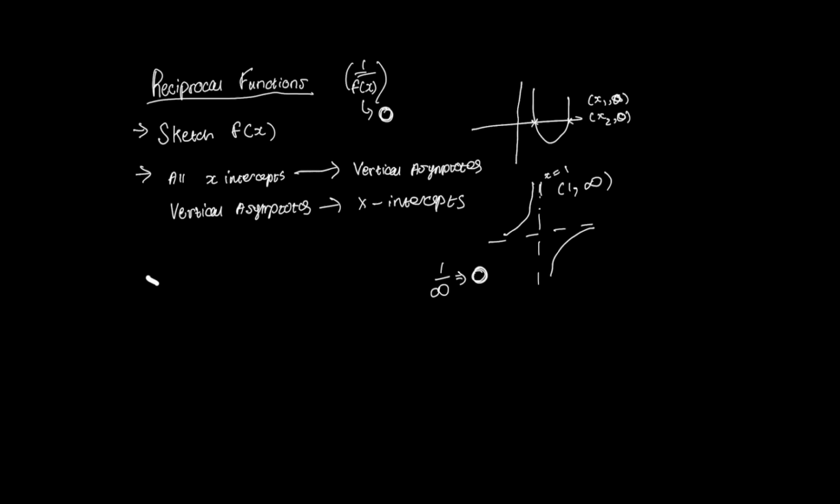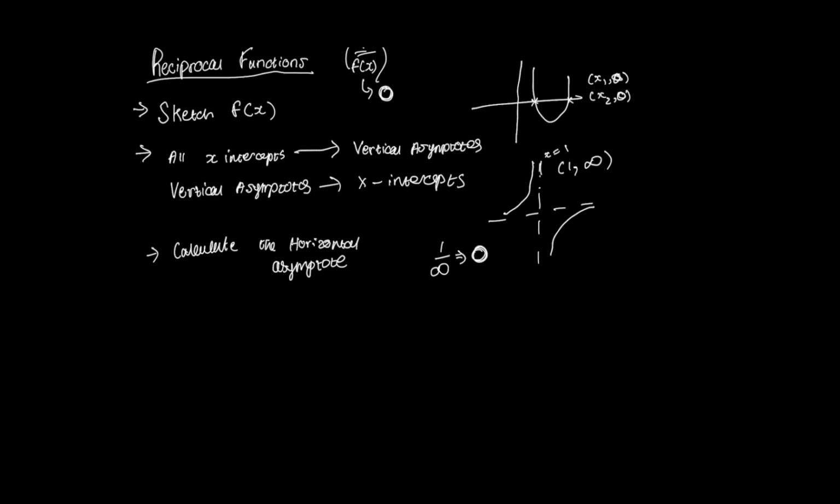Now the third step is to calculate the horizontal asymptote. You can do this using the limit method, which I covered in the previous video, where you take the limit as x tends to infinity of 1 over f of x, and you can use this to find the value of y for which x tends to infinity. In this case, the notation should be something more like the limit as x tends to infinity, because it's no longer y is equal to f of x, but rather y is equal to 1 over f of x. So it's a new function.